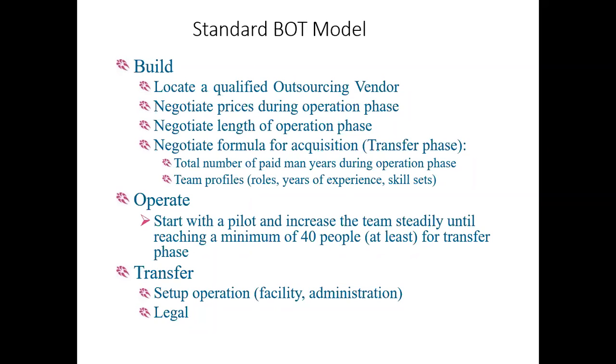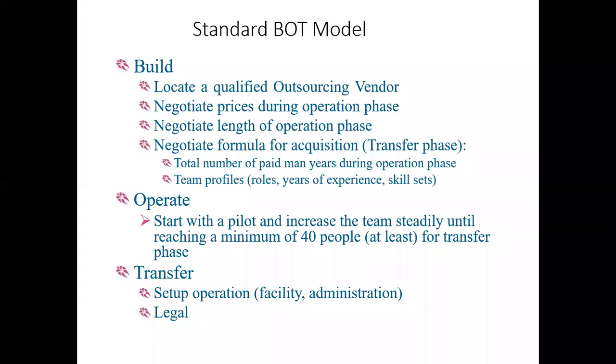Then the negotiation formula for the acquisition-transfer phase. In this, there are 2 points: total number of paid man years during the operation phase, and team profile, roles, years of experience, and skill set. So whatever the team is, when the company is transferring that particular toll booth to the government, they are transferring it with the working team profile. So what should be the team in that, what should be the manager, what should be the experience of the person, what should be the skill set of that person.